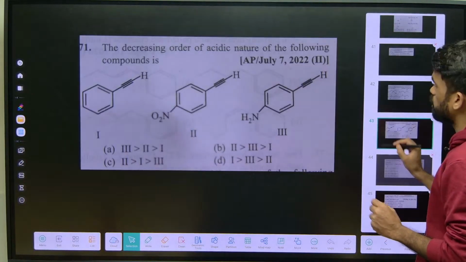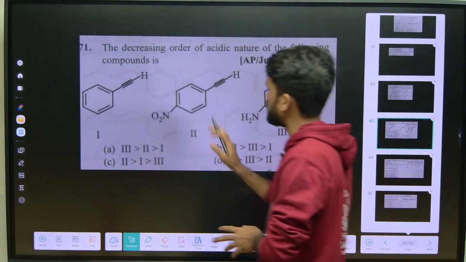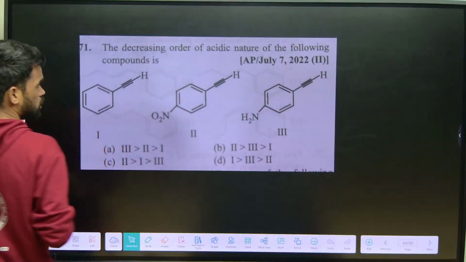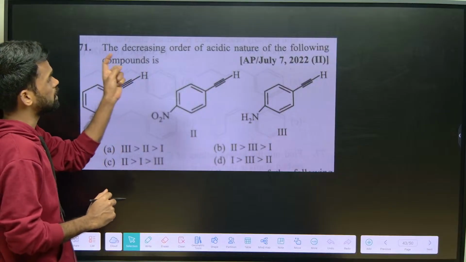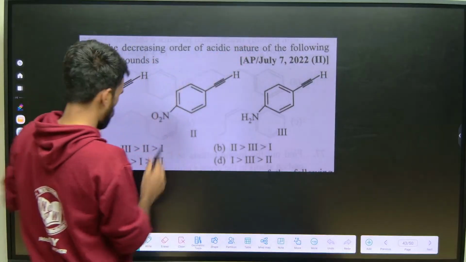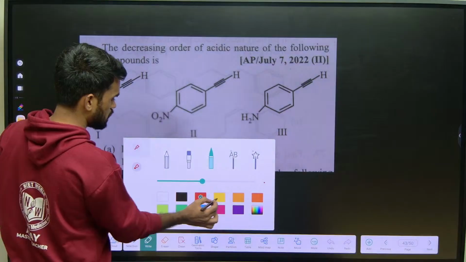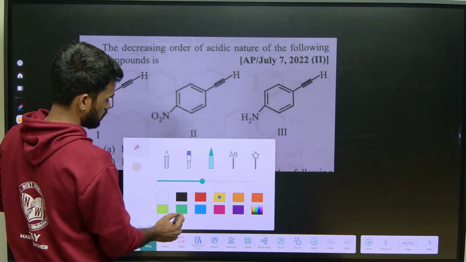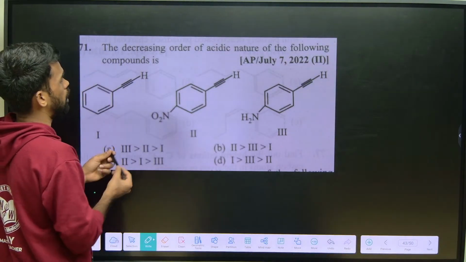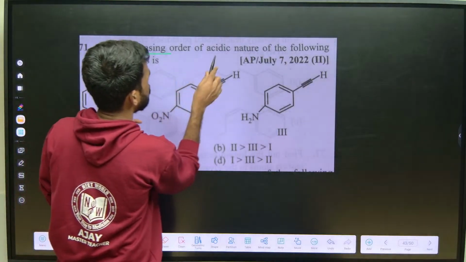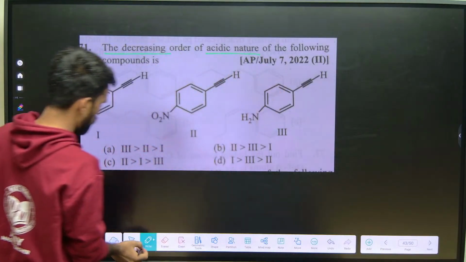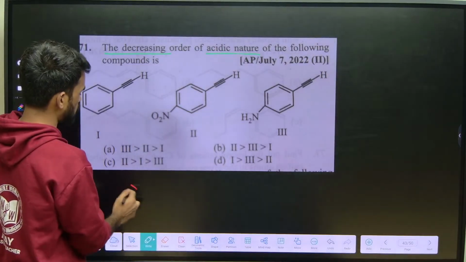From the previous discussion, tell me what could be your answer for this question. See, it's very easy. They are asking the decreasing order of acidic nature of the following compounds. So how can you answer this? Tell me. Just give me your explanation for this. The decreasing order of acidic nature of the following compounds.